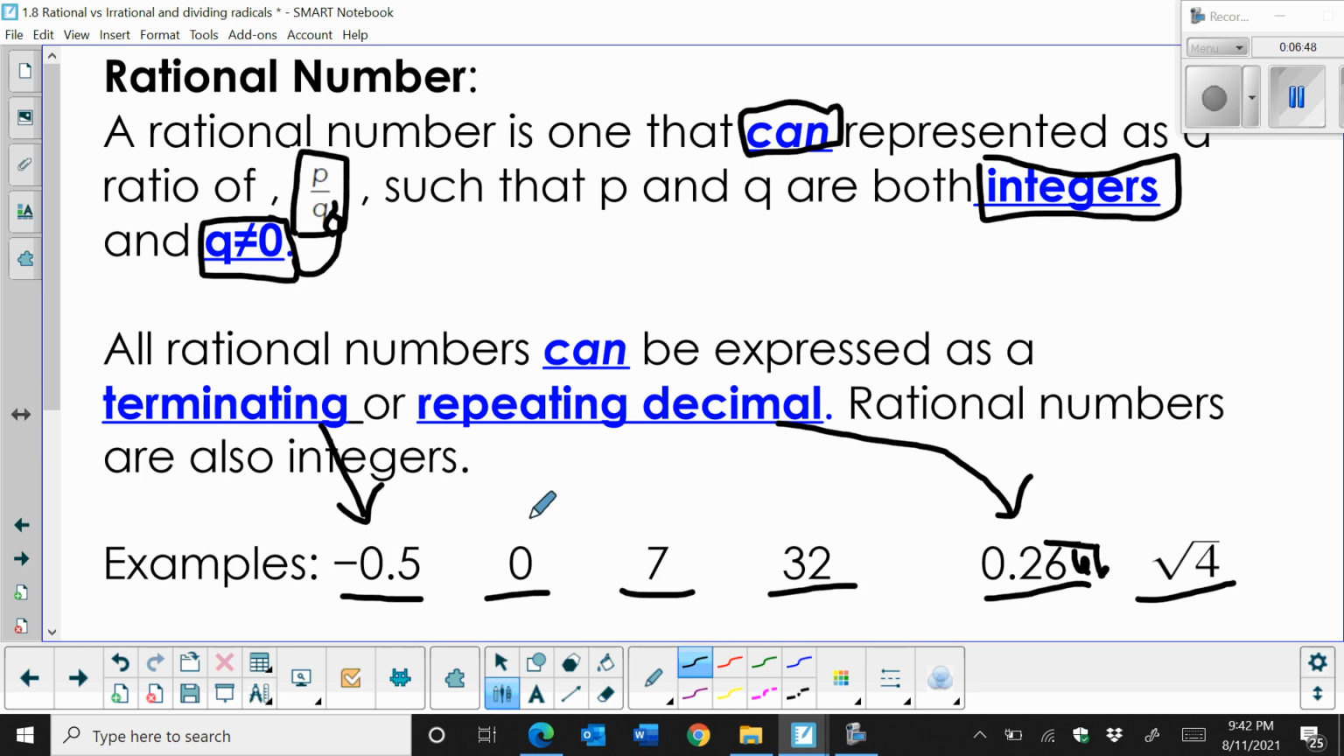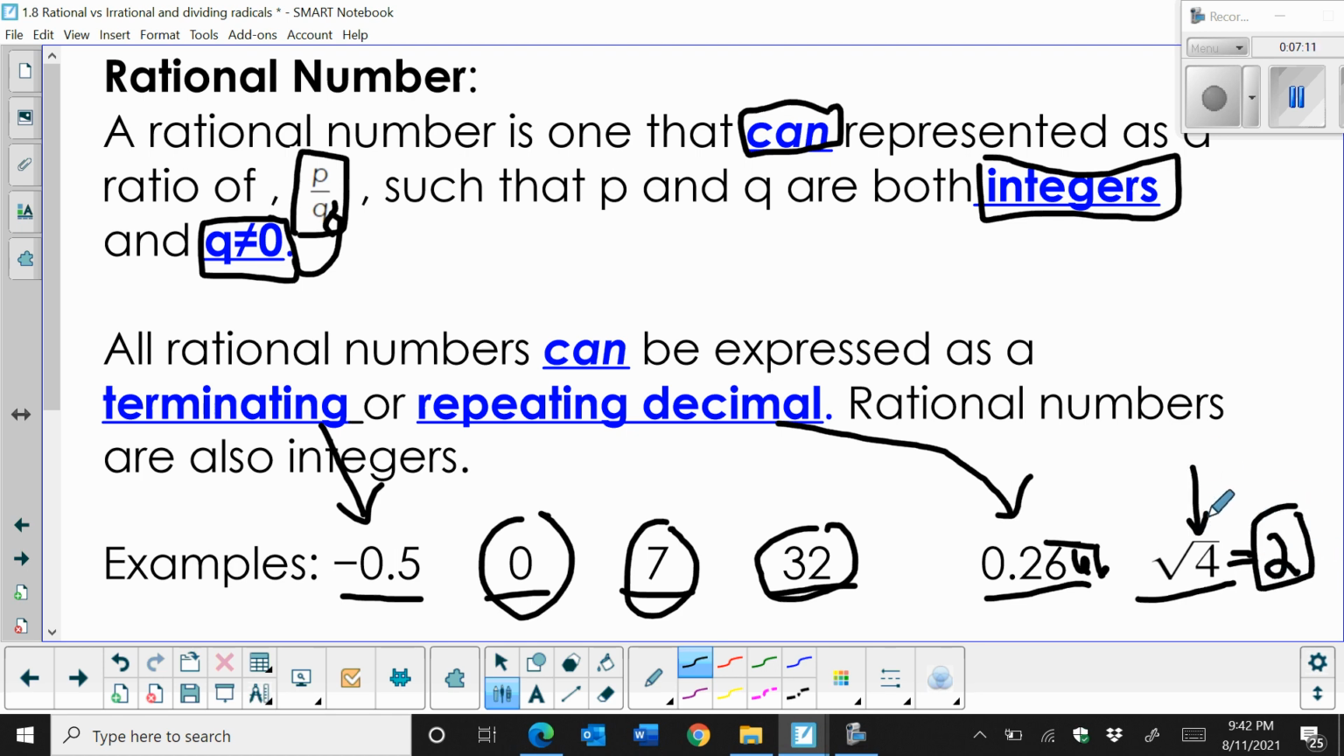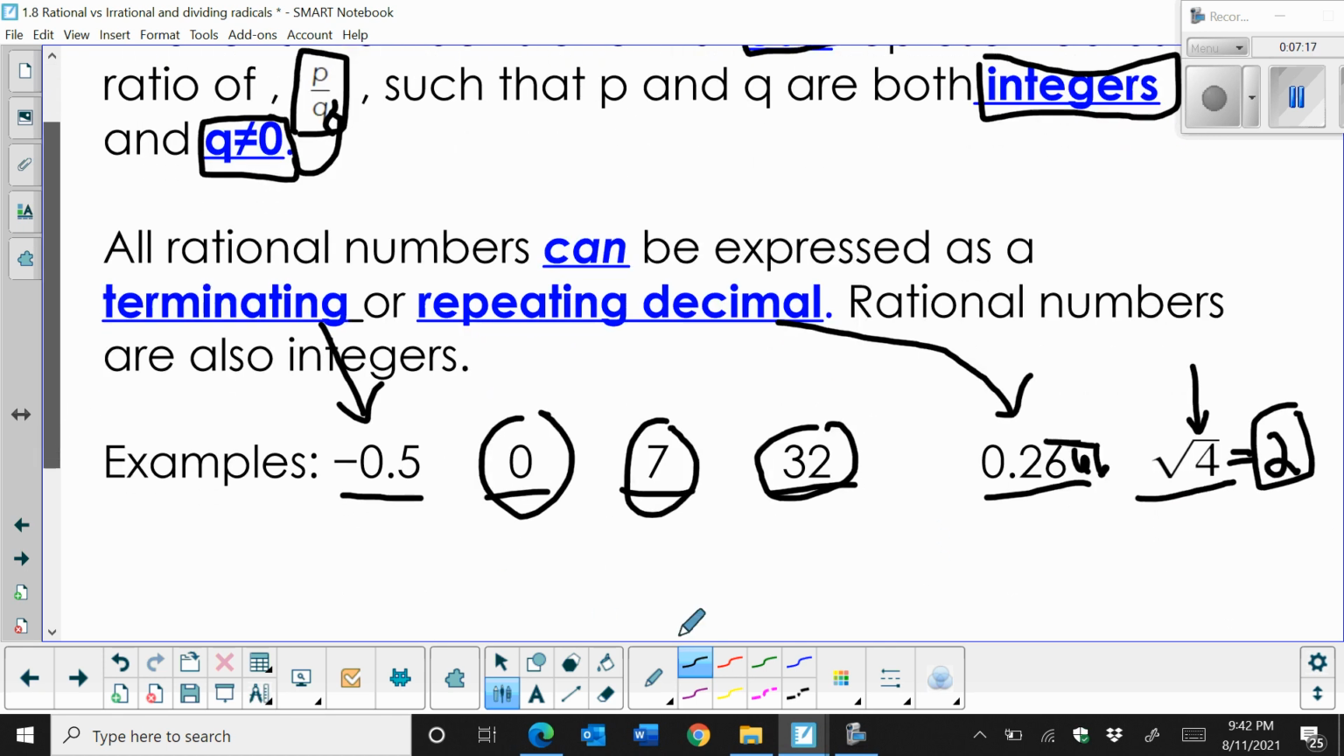Okay, other rational numbers are integers, like 0. That's just a number without a decimal or fraction. 7, 32. The square root of 4. Well, wait a minute. We thought we said square roots were irrational. But what do we know about the square root of 4? That simplifies to 2. So be careful, because just because you see a radical doesn't mean it's going to be irrational. If it simplifies, it might be rational.